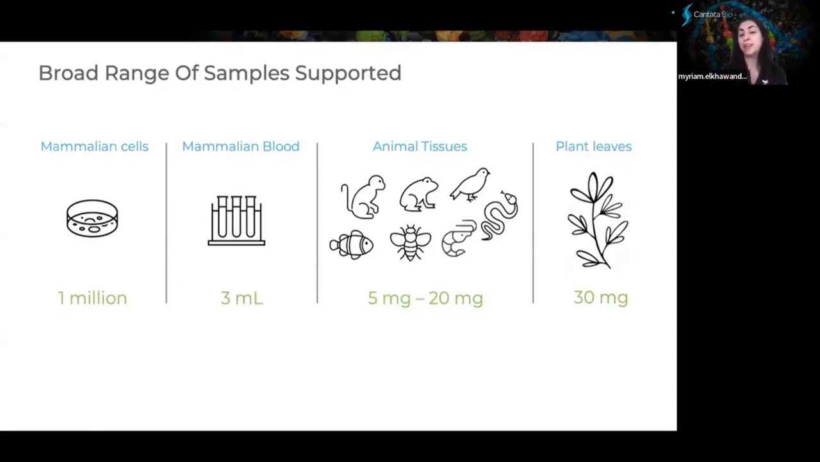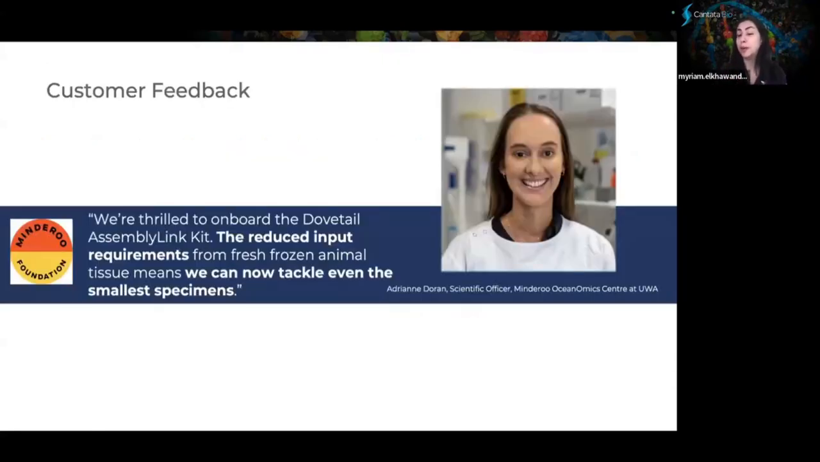And this excitement is echoed by Minderoo Oceanomics Center at the University of Western Australia. They're working towards creating a library of high-quality reference assemblies for marine vertebrate species, and they shared that the reduced input requirements from fresh frozen animal tissues means that they can now tackle even the smallest specimen.